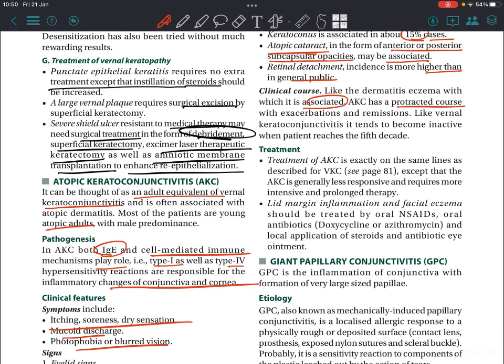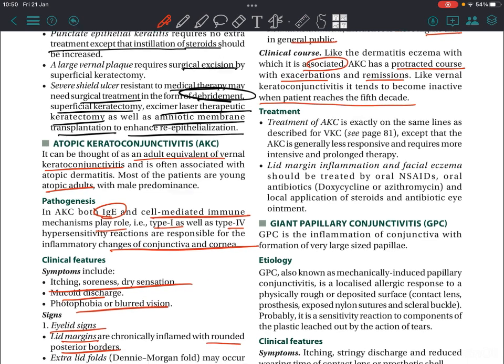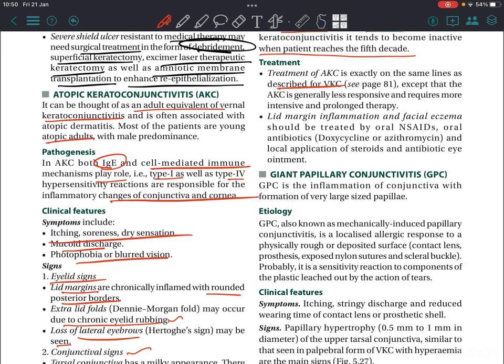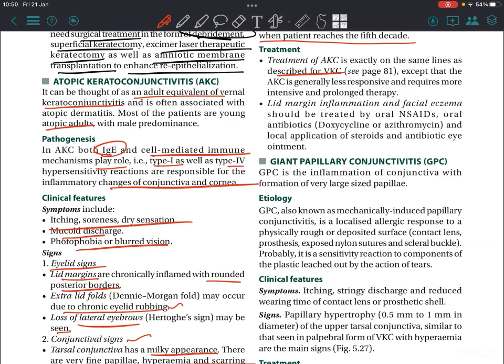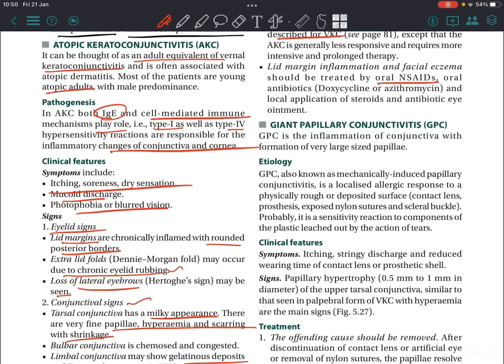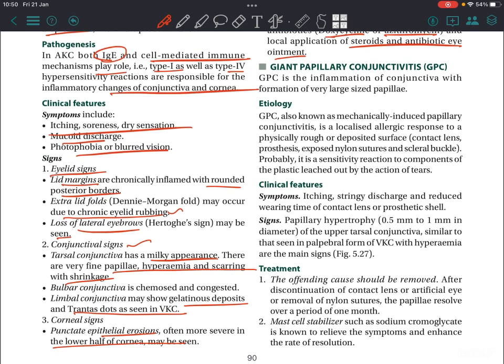Clinical course: AKC has a protracted course with exacerbations and remissions, like dermatitis or eczema with which it is associated. Like vernal keratoconjunctivitis, it tends to become inactive when the patient reaches the 5th decade. Treatment of AKC is on exactly the same lines as described for VKC: steroids, mast cell stabilizers and other drugs. Lid margin inflammation and facial eczema should be treated with oral NSAIDs, oral antibiotics such as doxycycline or azithromycin, and local application of steroids and antibiotic agents.